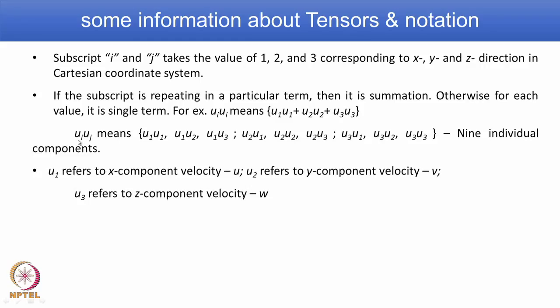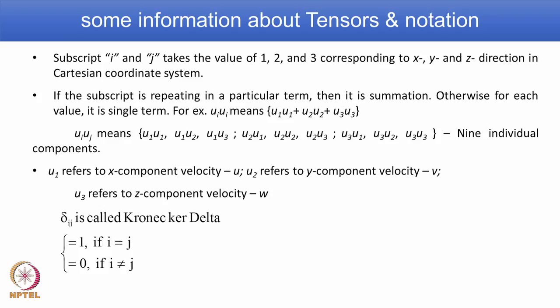If you have a term uiuj where the subscript is not repeating, then for every value of i and j you get a new term. For every value of i, 1, 2, 3, we have every value of j. So, you get 9 terms in total, and all the 9 terms are listed here: u1u1, u1u2, u1u3, and similarly the last term u3u3. u1 is used for the x component of velocity, u2 is used for the y component of velocity v, and u3 is used for the z component of velocity w.